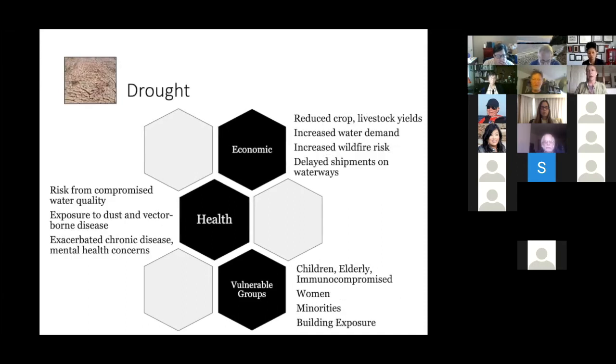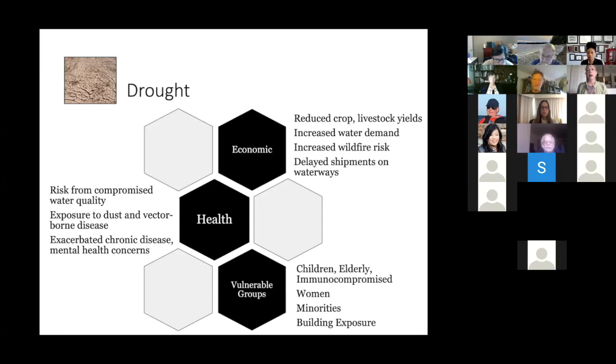So secondly, looking at drought. Drought is an interesting one because it relates to both extreme heat and flooding, so it kind of bridges the other two. You see very similar economic impacts related to heat and drought in terms of reducing livestock yields. The economic challenge that's a little bit different in this area is that much of the commerce goes along waterways through barges, in the direction of the Mississippi River. So when you have a drought and the water level goes down, there are delays in shipments, which causes economic distress.